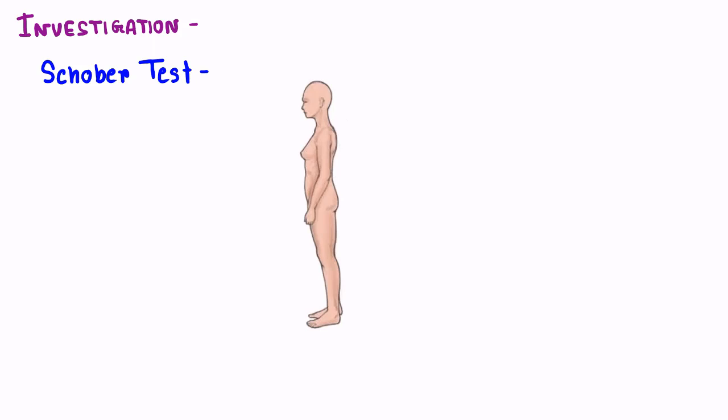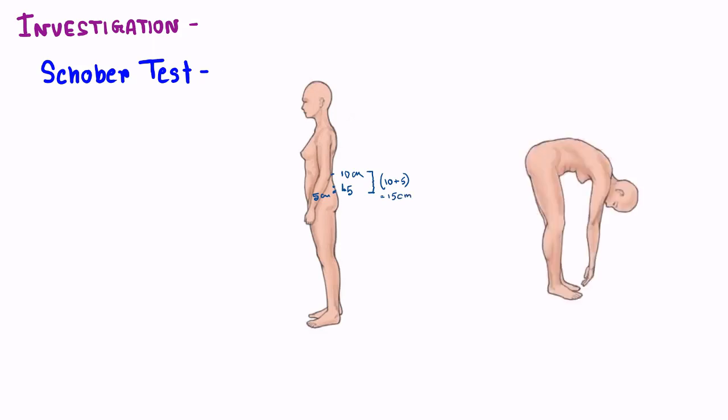Now comes the investigation. There is a test known as Schober's test to assess how much mobility is present, particularly in the lumbar spine. We ask the patient to stand straight. We identify the L5 vertebra on the patient. Then we mark a point 10 cm above and 5 cm below the L5 vertebra. So the distance between these 2 points is 15 cm.